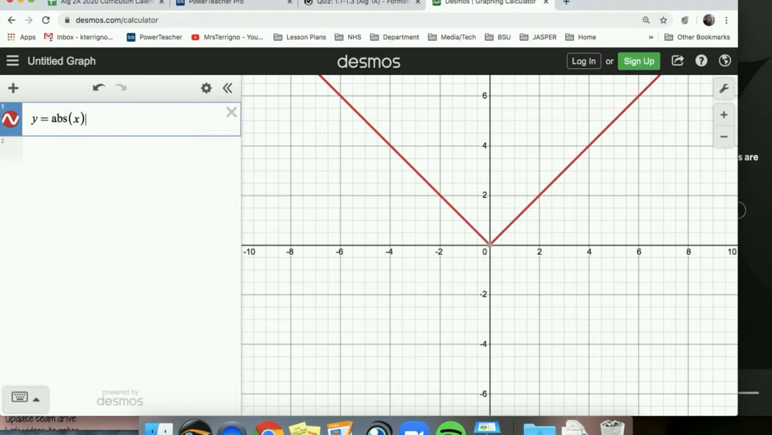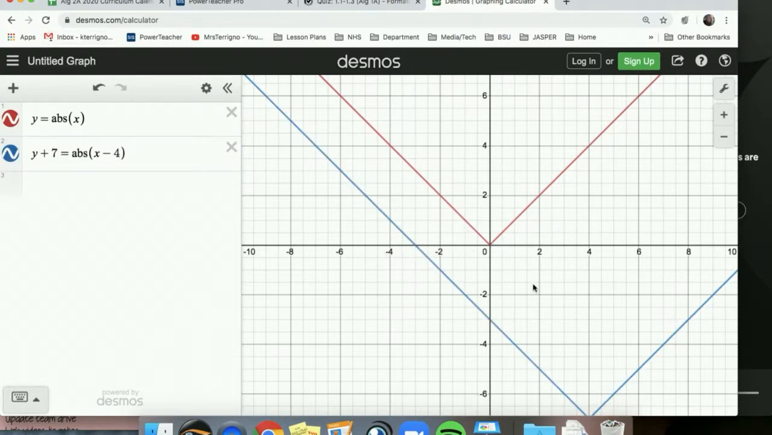So absolute value of x, that's what my function looks like. It looks like a V. And what I want to see is if I put in my equation that we just came up with, which was y plus 7 equals the absolute value of x minus 4, is it going to move 4 to the right and 7 down? So let's type that in. Y plus 7 equals the absolute value of x minus 4.